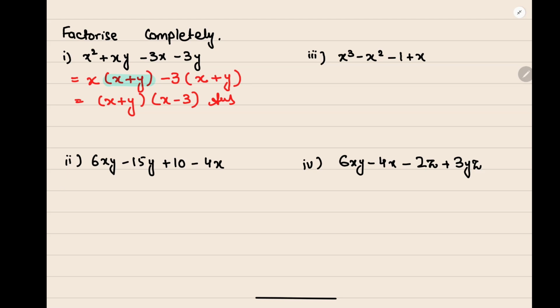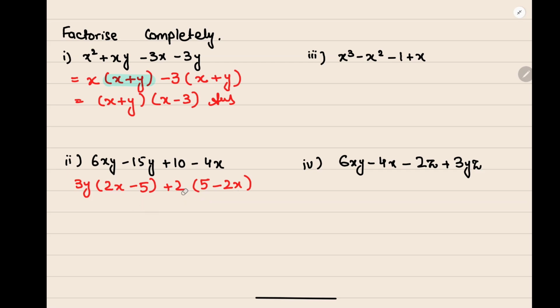For the second question, I can take 3 common and y common. I'll be left with 2x minus 5. And for the last one, if I take plus 2 common, what will happen? I'll be left with 5 minus 2x. Now you can compare. These two are not the same. Here I am having 2x with a positive sign, and in this bracket, I'm having 2x with a negative sign.